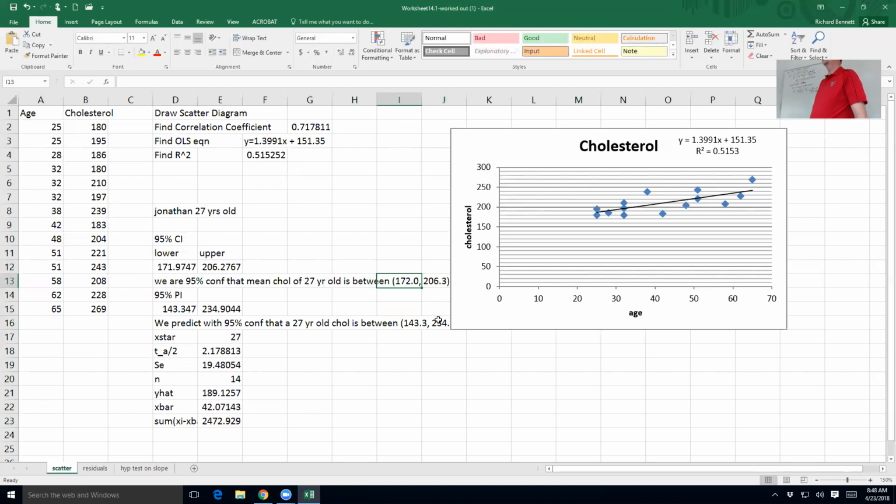And of course, you could do this for any age. We're doing this for the age of 27. I think the book does it for the age of 42, so the numbers are different. But we could do it for any age, ideally between 25 and 65. I probably wouldn't want to go much outside that range.